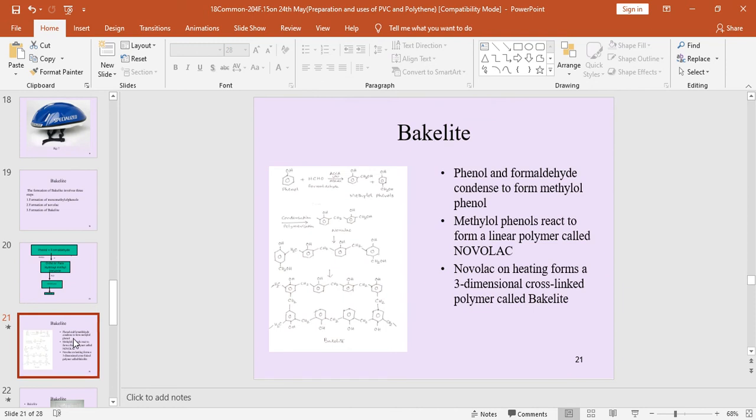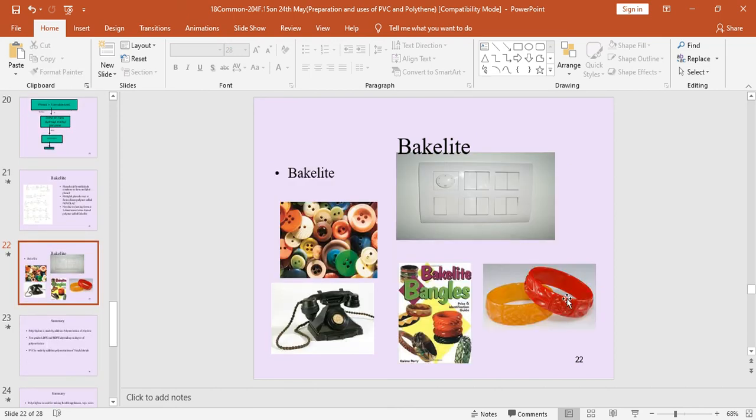In bakelite preparation, phenol and formaldehyde condense to form methylol phenols. Methylol phenols react to form a linear polymer called novalac. It is an intermediate. Novalac on heating forms a three-dimensional cross-linked polymer called bakelite. So this is the bakelite preparation. See examples for bakelite: switchboards, buttons, telephones and also bangles.